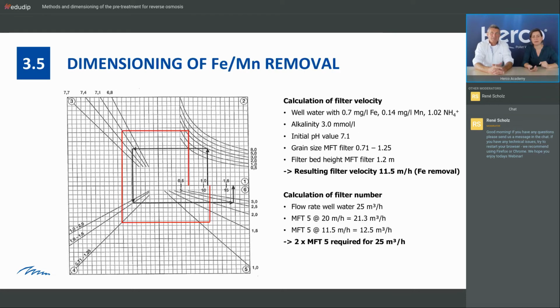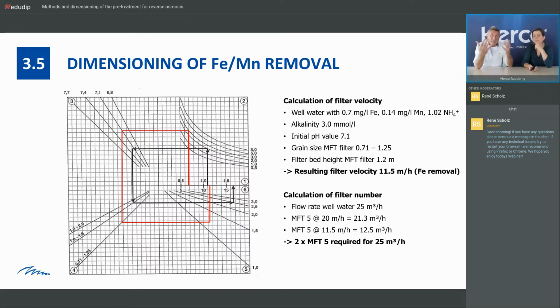I think we have now an example of an actual project. There we go, exactly the same way. So we have a well water with 0.7 milligrams per liter iron and 0.14 milligrams per liter manganese. And you see it's not so far away from the critical values. 0.2 is iron and 0.05 is manganese. But if we go through this chart here, then we get the resulting filter velocity of 11.5 meter per hour. So for the iron removal.